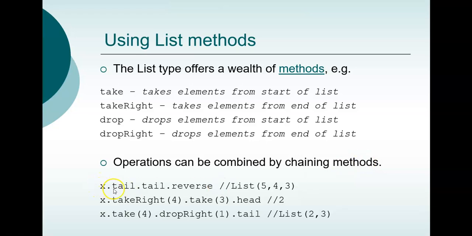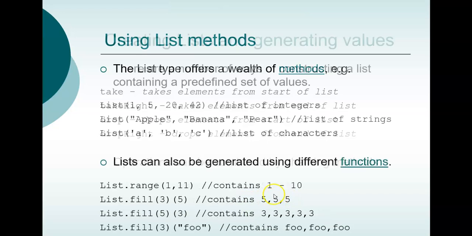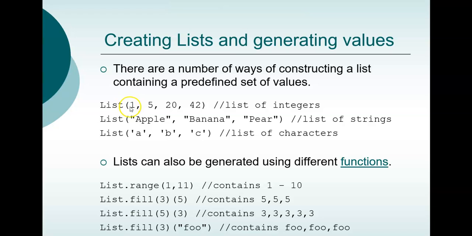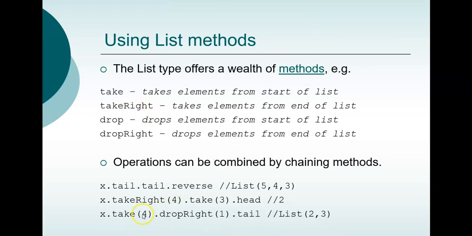So here when you say x.tail.tail.reverse, it means pick a tail, pick another tail, then reverse the list items. You can also say take right, which means take the last element, or take 3 and take the head. So that becomes 2. We are working with this data set. We can also say take 4, drop 1, then I want the tail. Then you're going to have this.